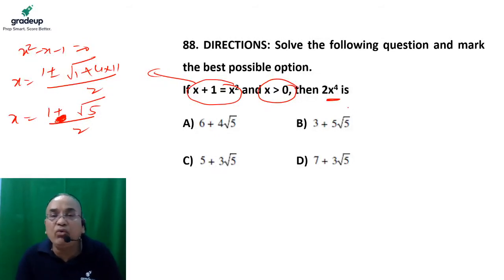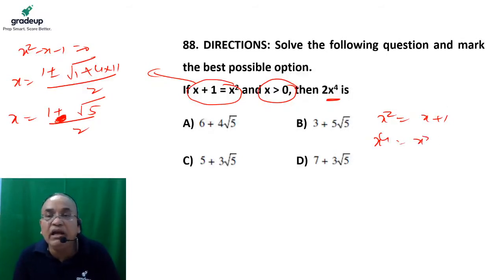Now we have to find out the value of this. As you know, x square is equal to x plus 1. So what is x to the power 4? The square of this, which is nothing but x square plus 2x plus 1. Okay, no problem at all.